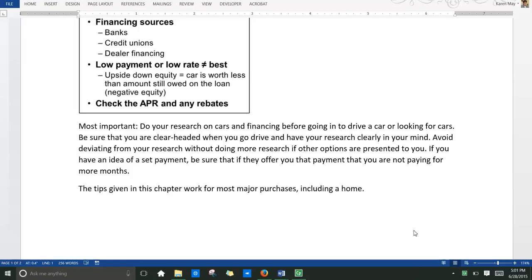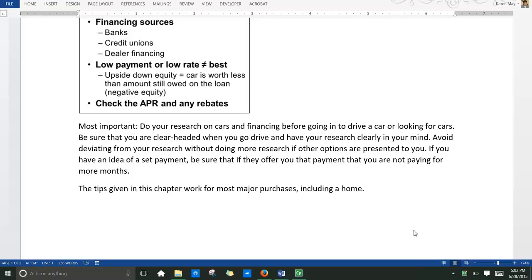A low payment or low rate is not necessarily the best. Sometimes it'll put you in an upside-down equity, where the car is worth less than the amount still owed on the loan, also called negative equity. Check the APR and any rebates. Sometimes you'll find that 0% interest for 4 years, or 60 months, is not as good as some of the rebates. So you need to do your comparison there.